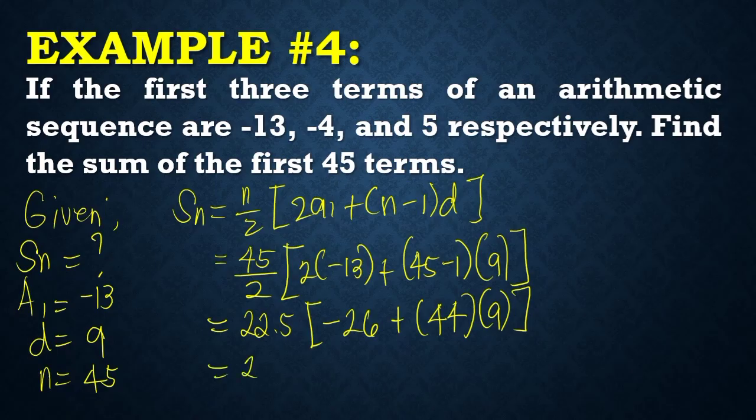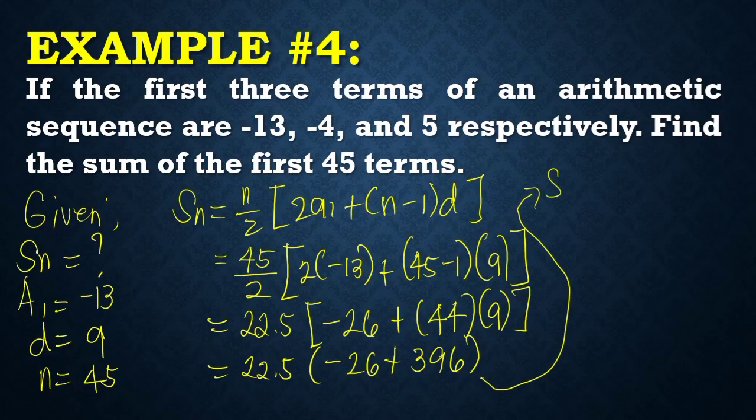Next, 22.5 times negative 26. So, 44 times 9, that is 396. So, what is the sum of negative 26 and 396? So, rewrite lang natin, S sub 45 is equal to 22.5 times the sum of negative 26 and 396, that is 370. Now, 22.5 times 370, so kung i-multiply natin yon, ang sagot ay 8,325.